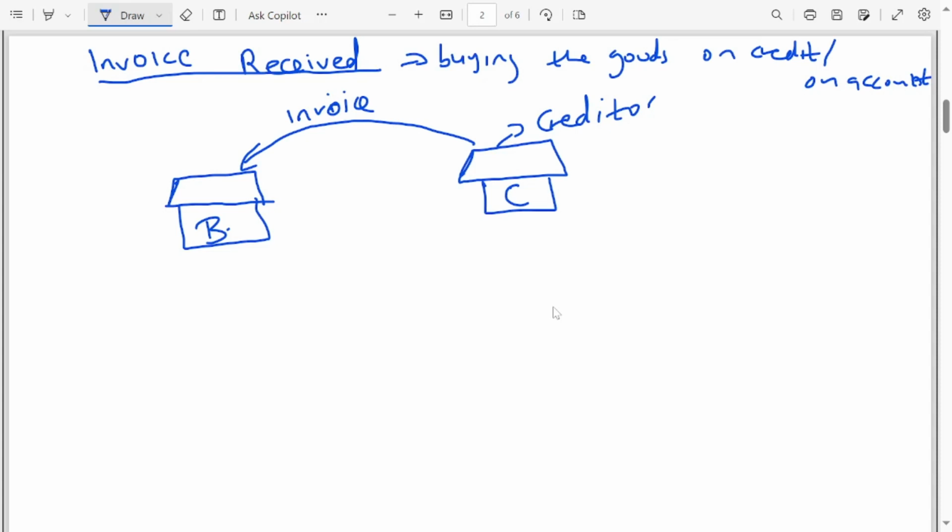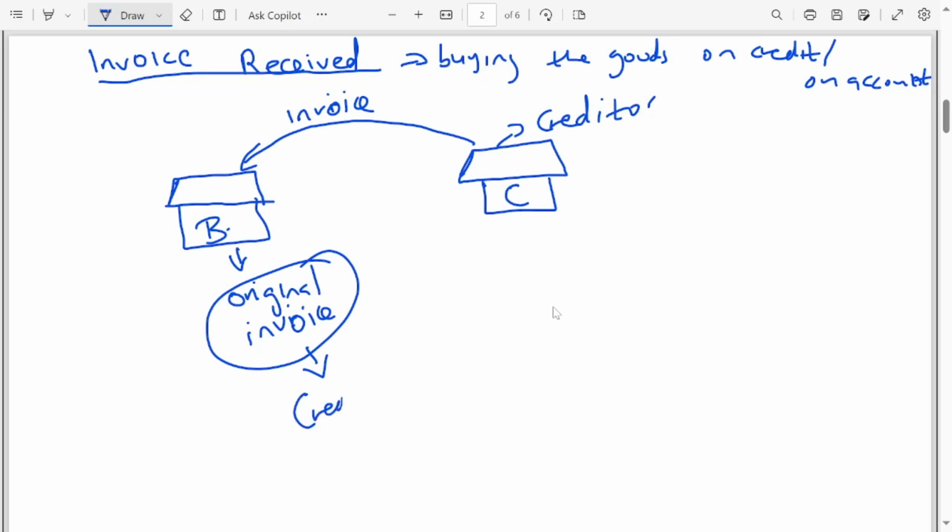So we buy the goods from a creditor. Then the creditor issues an invoice to us. When they are issuing an invoice to us as a business, we are receiving that invoice. So in this case, we are receiving an original invoice because we are the ones receiving the invoice. So when the business is buying the goods on credit, the invoice that is used there is an original invoice received.